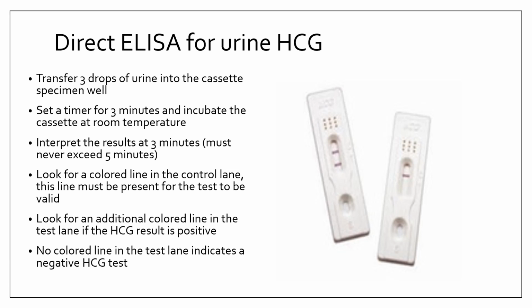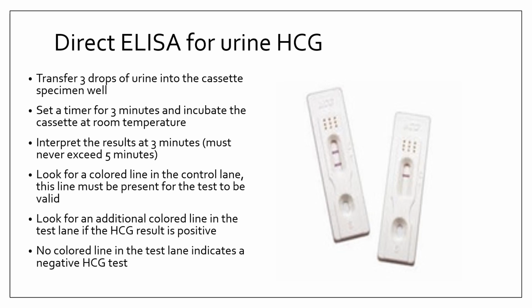Direct ELISA for HCG testing. This is pretty much the type of testing that we do in the laboratory. Here we have the test cassettes that you can see over there on the right. What we'll do is take 3 drops of urine and put it into the test well, or the sample well, of the cassette. We're going to set a timer for 3 minutes, and the urine is going to migrate up the cellulose acetate paper away from the sample well.